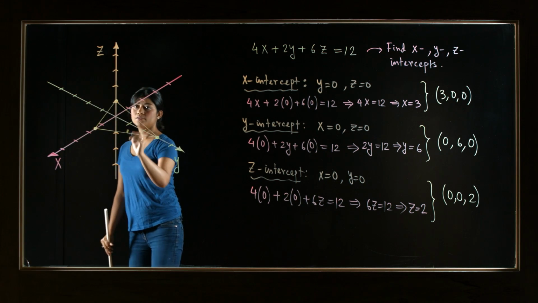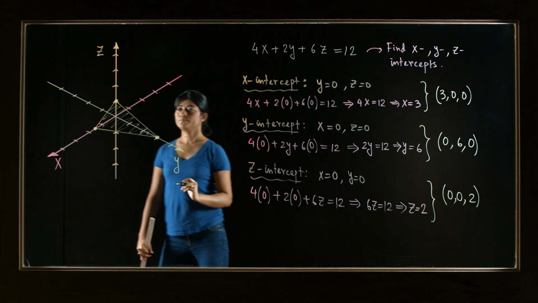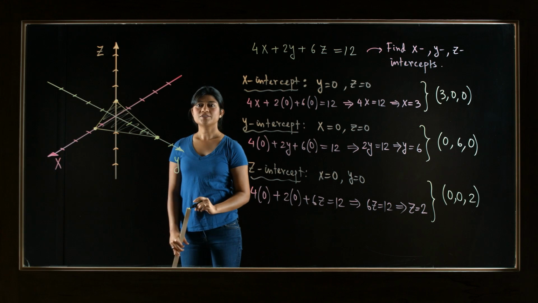And we can see that our plane is right here. And these are the three intercepts of the plane.